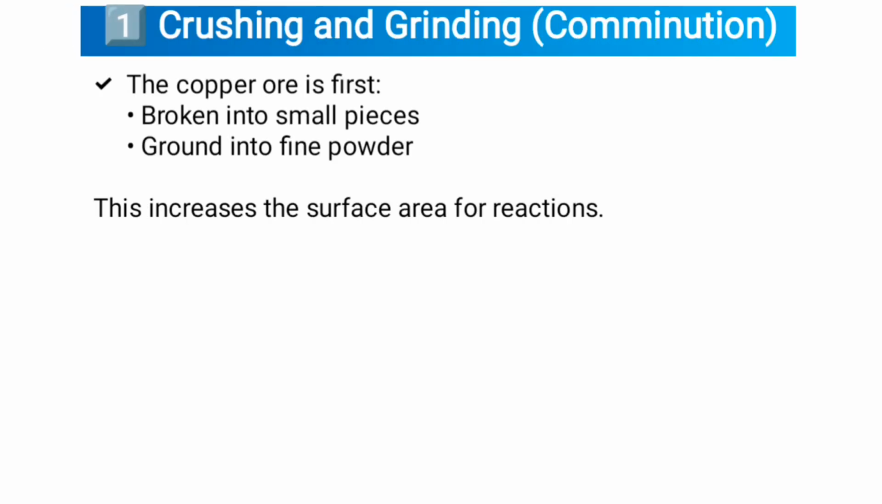First one, crushing and grinding, mean comminution. The copper ore is first broken into small pieces, then ground into fine powder. This increases the surface area for reaction.